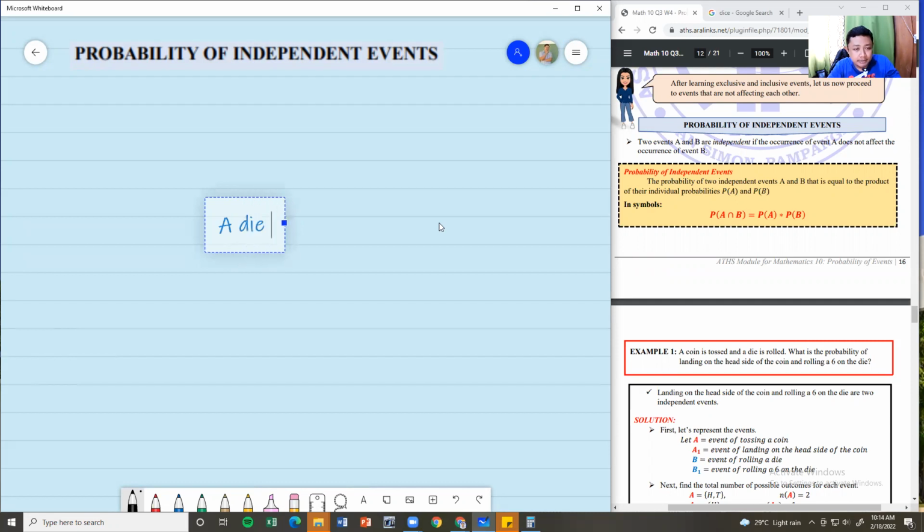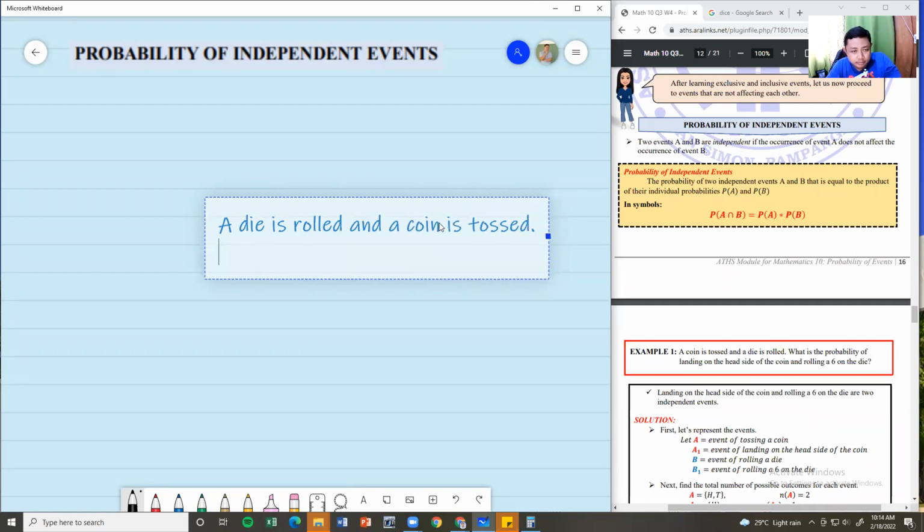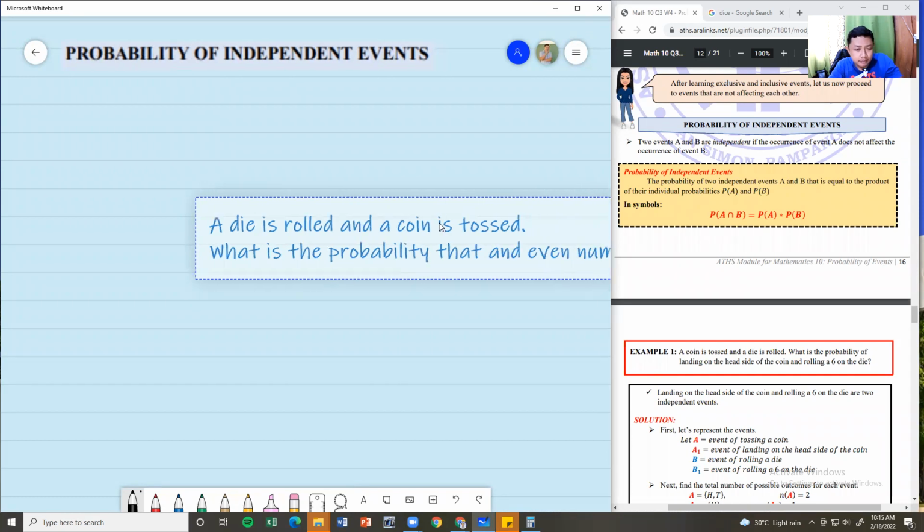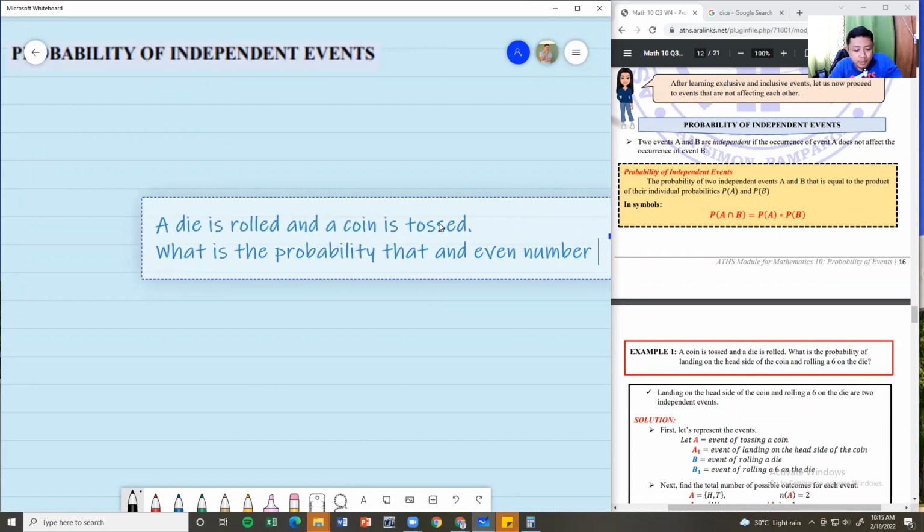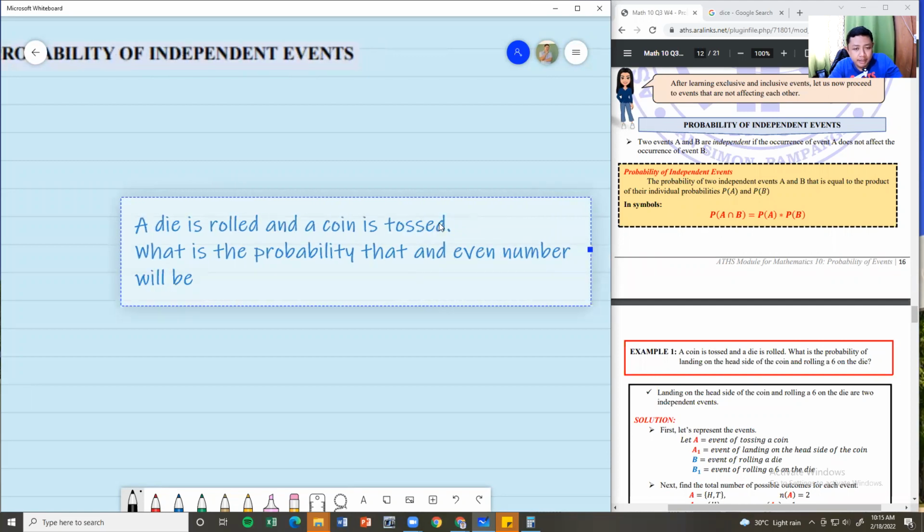A die is rolled and a coin is tossed. What is the probability that an even number will be shown and a tail will land? Ayan.